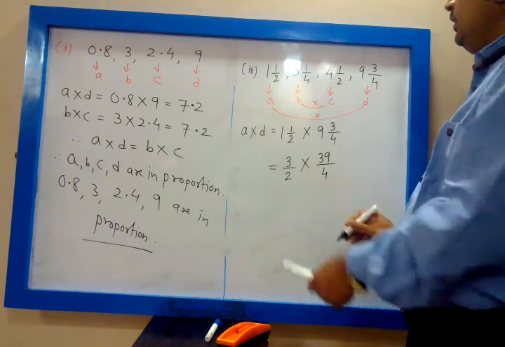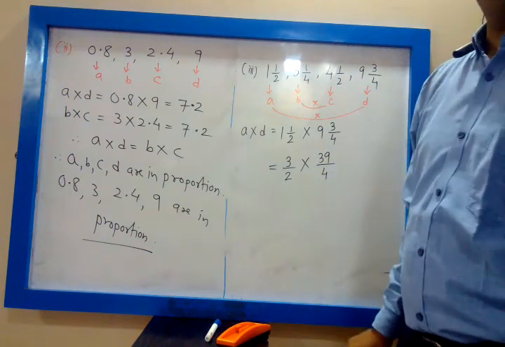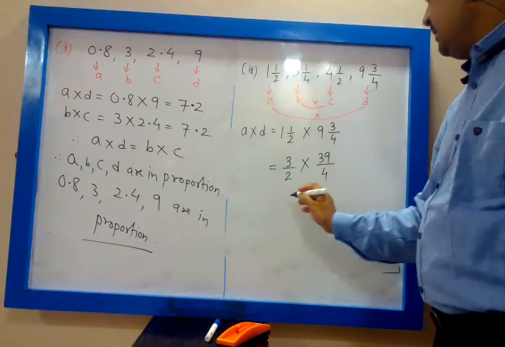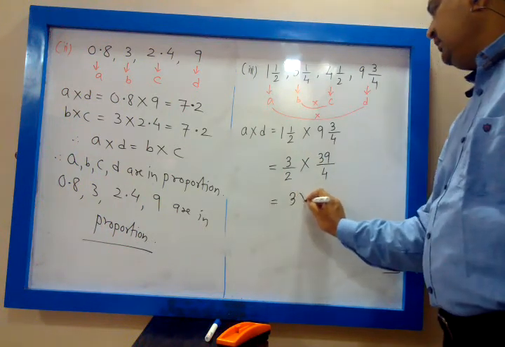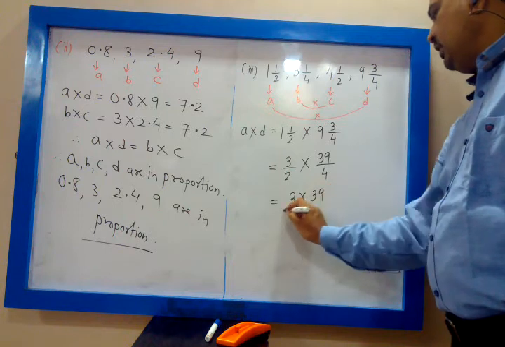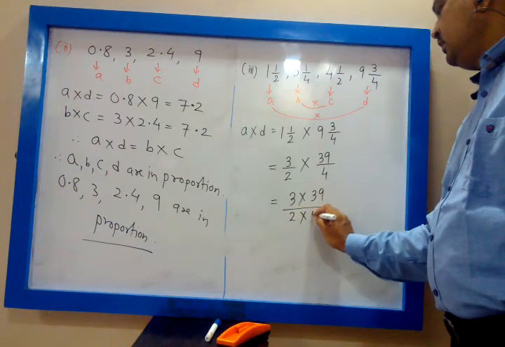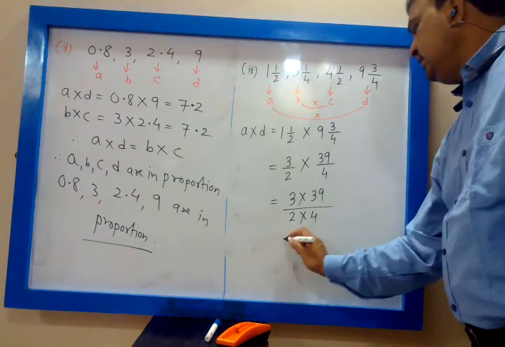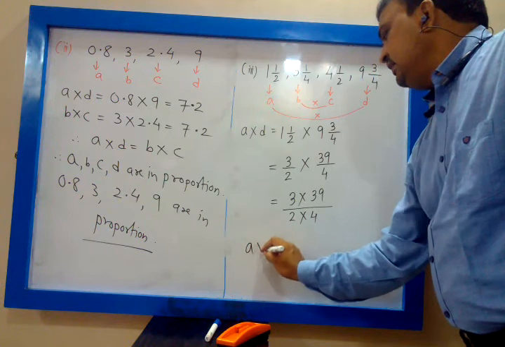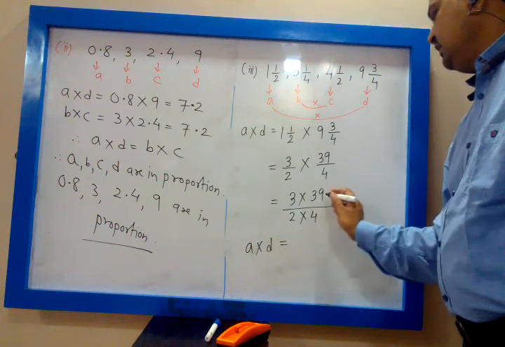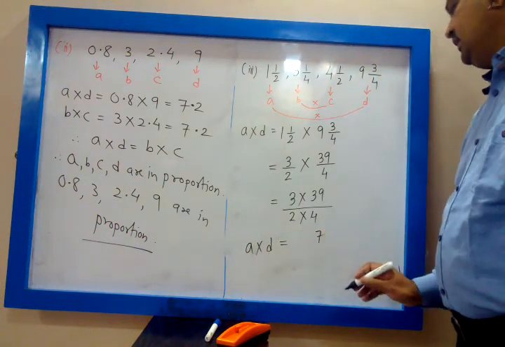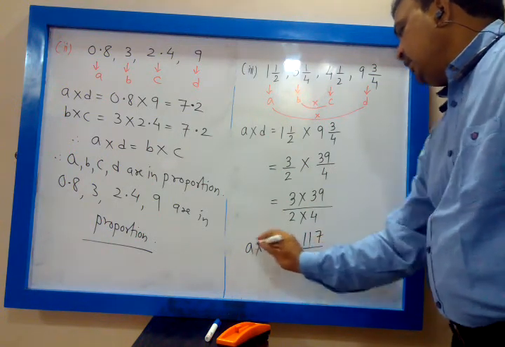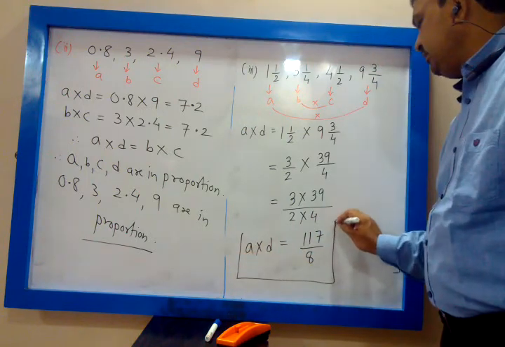39 upon 4. Now this is multiplication of two fractions. How do we multiply two fractions? Multiply numerator to numerator, denominator to denominator. So that will be 3 into 39 upon 2 into 4. Anything get cancelled? No. So multiply 39 and 3. 9 3s are 27, 3 3s are 9 plus 2, 11. 117 upon 8. A into D is 117 upon 8.